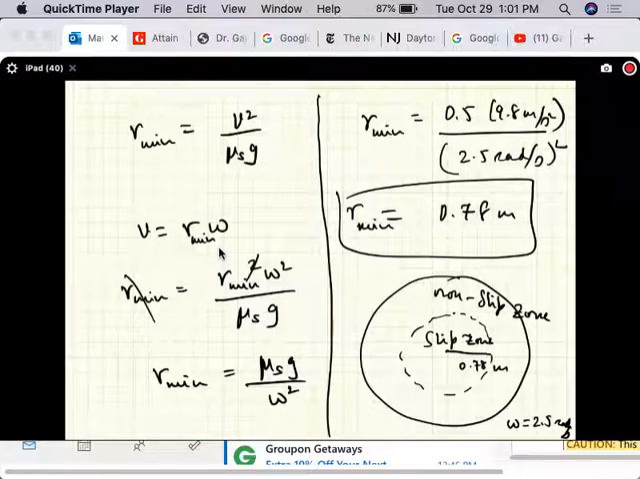Okay, so let me ask you. If you rotate it faster, what will happen to the slip zone? So if this omega increases, R decreases. The slip zone shrinks. And that makes sense. As this goes to infinity, the slip zone shrinks to 0. You'd have to stand on the axis not to slip.